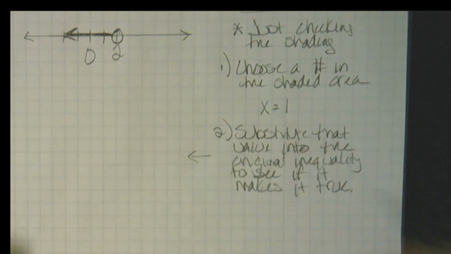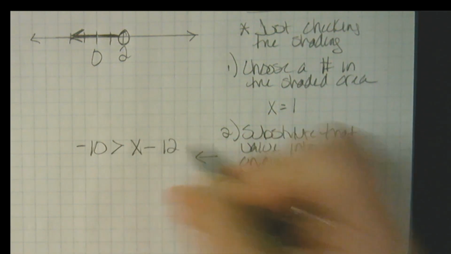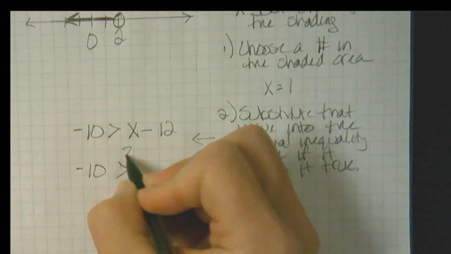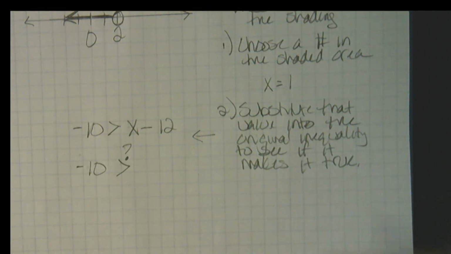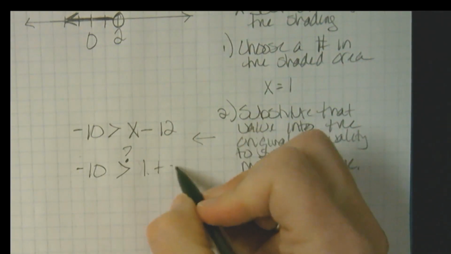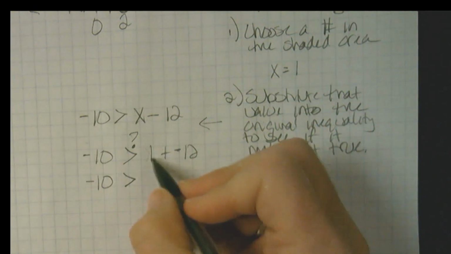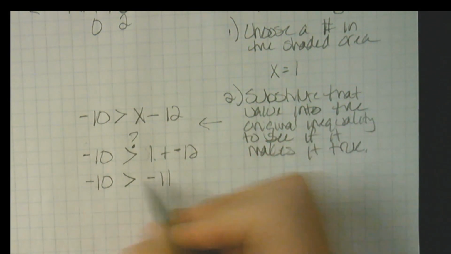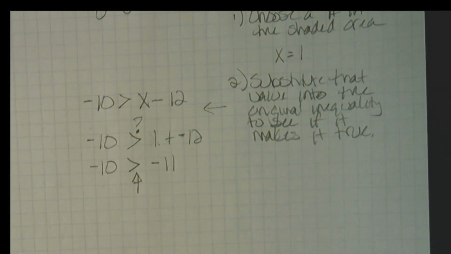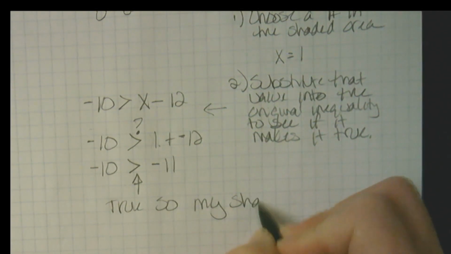All right, so I'm just going to do this right here. So my original inequality was negative 10 is greater than x minus 12. So if I substitute that in, I have negative 10, and I'm going to put a question mark over that greater than symbol. Is that greater than x, not x, 1 plus a negative 12? All right, so I have negative 10, positive 1 plus a negative 12 is a negative 11. Is this true? Is negative 10 greater than negative 11? Matthew? Yes. Yeah, this is true. So, my shading is correct.